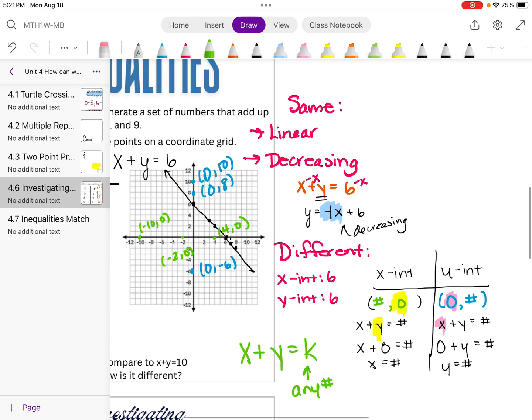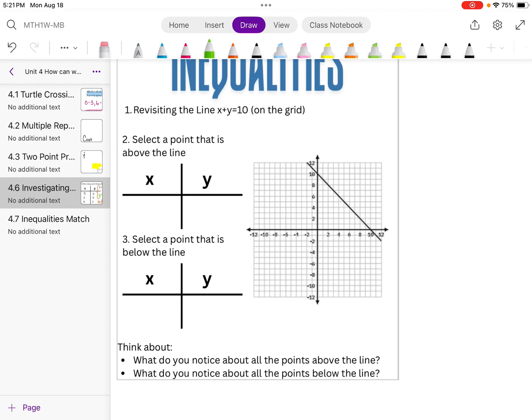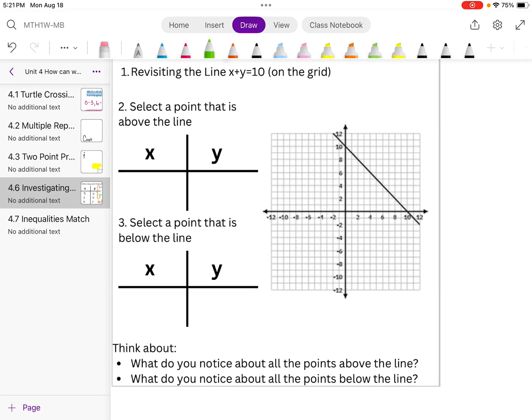Okay, we're going to do one more investigation. So we're going to revisit the line x plus y equals 10, and I've already placed that on the grid. I want you to select some points that are above the line and points that are below the line, and I want you to predict what's going to happen when you look at those points. Or are there any patterns that happen? So press pause and do some investigating.